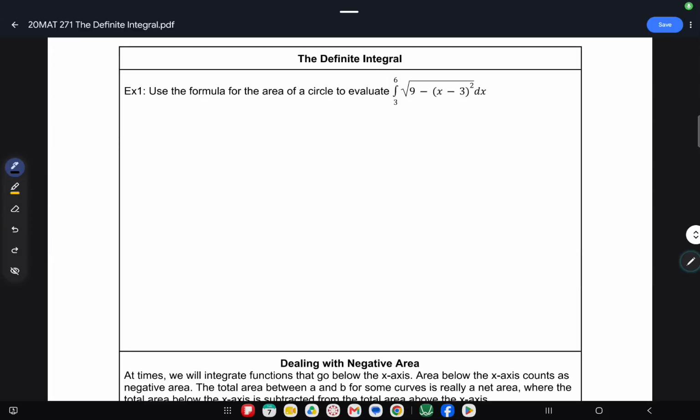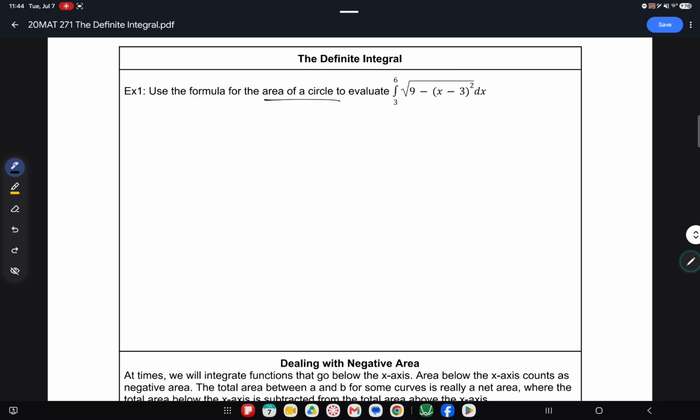We're going to look at the definite integral now. All right. So it says use the formula for the area of a circle to evaluate the integral from 3 to 6 of the square root of 9 minus x minus 3 quantity squared dx. So just based off the question saying, hey, area of a circle, that probably means this function here creates some kind of circle, right?